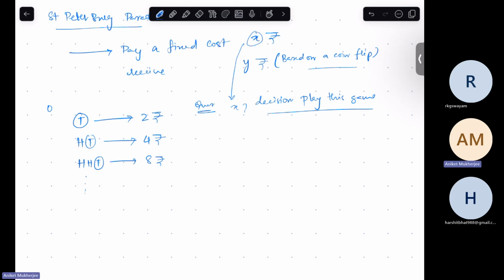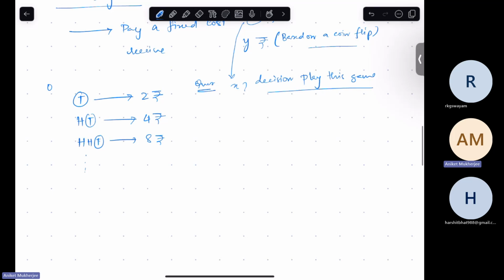Okay, so yeah, let's first calculate what your average winnings are from this. Let's forget about text. How much money do you get if you play this game once? What is the average you get?